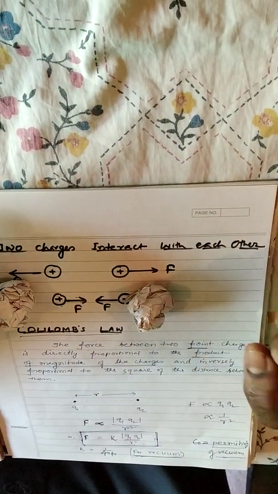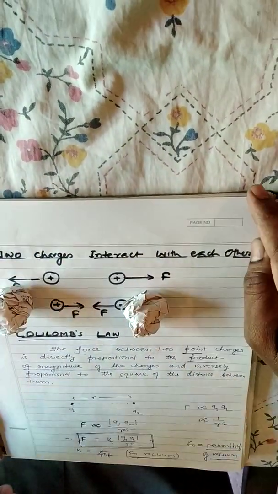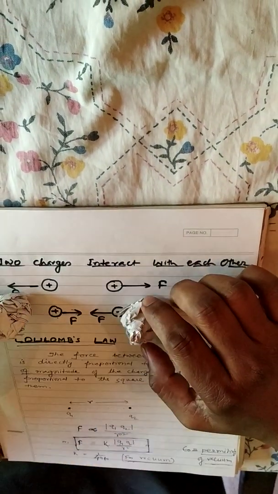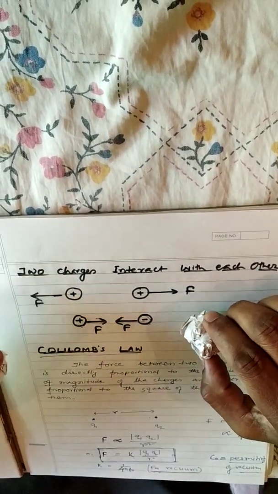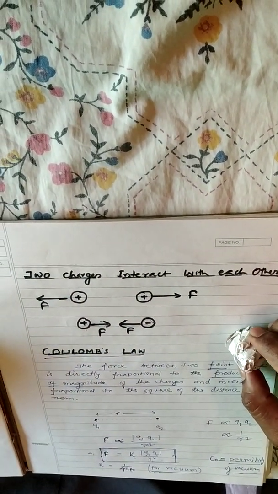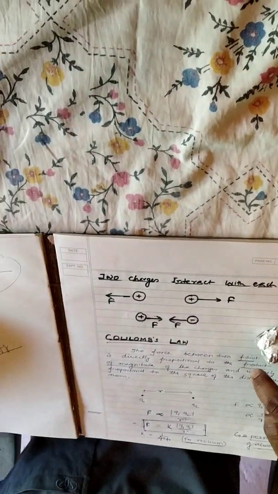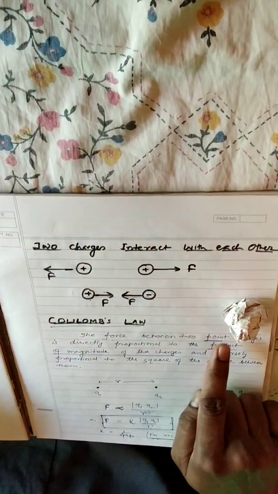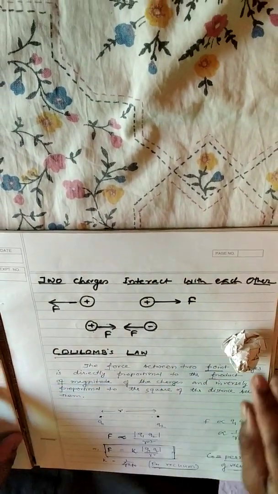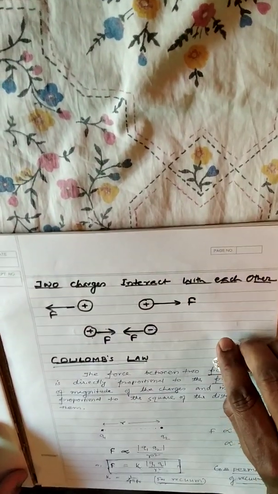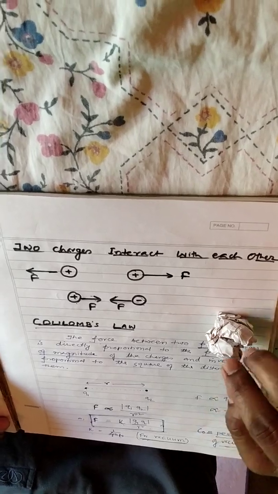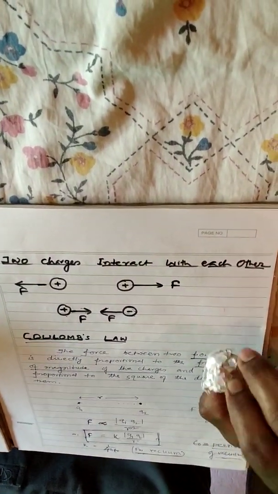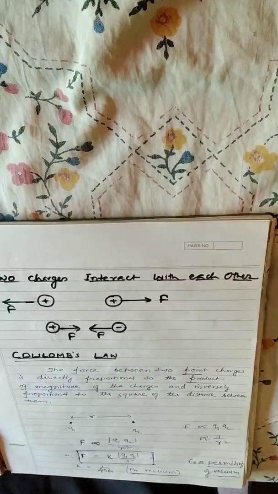And for point charges, first of all I must clear this. What is a point charge? A distribution of charge will be considered a point charge if the distance between two charges is large enough. If r is much more than the dimension of the charge distribution, then we'll consider this as a point charge. So let us discuss Coulomb's law.